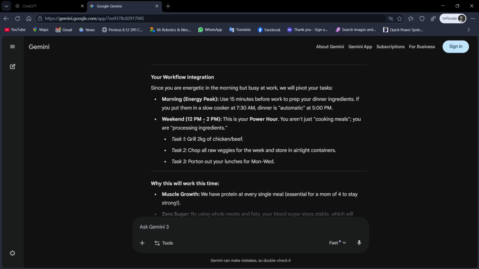Right? Weekend, this is your power hour. You aren't just cooking meals, you are processing ingredients. Grill 2 kilograms of chicken and beef, chop all the raw vegetables for the week and store them in an airtight container. Portion out your lunches for Monday to Wednesday.